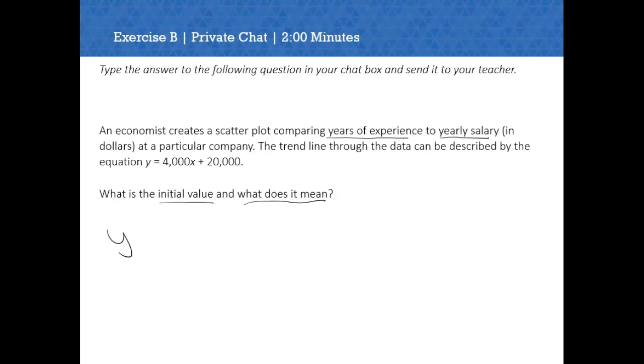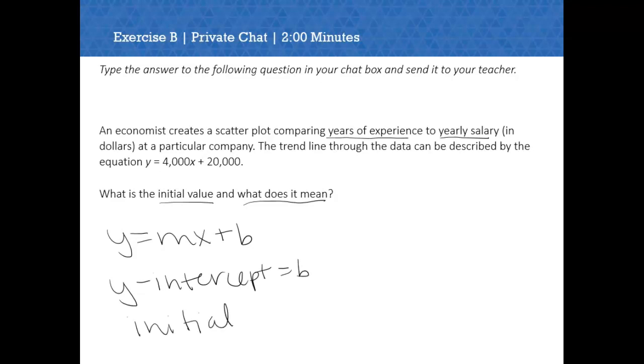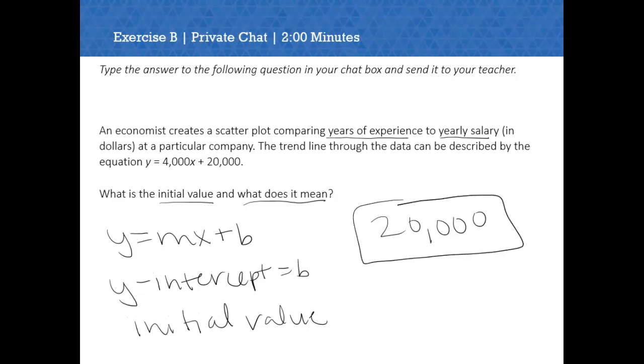So again, we have y equals mx plus b, and b is the y-intercept, which is also known as the initial value or initial amount. So in this equation, we see that's 20,000. So that is the initial value.